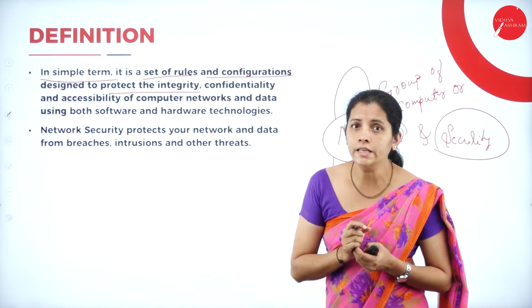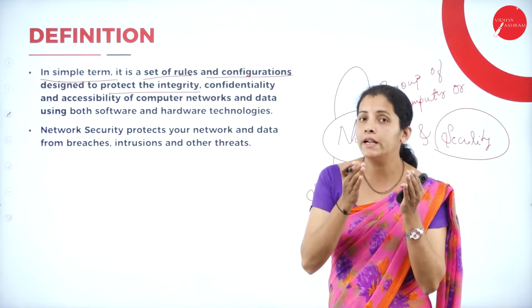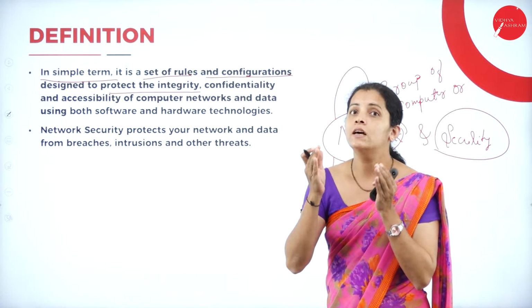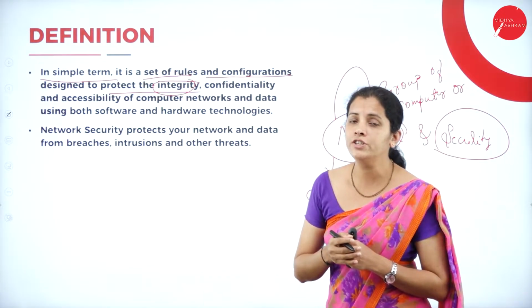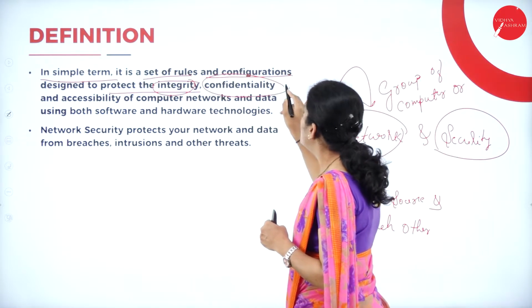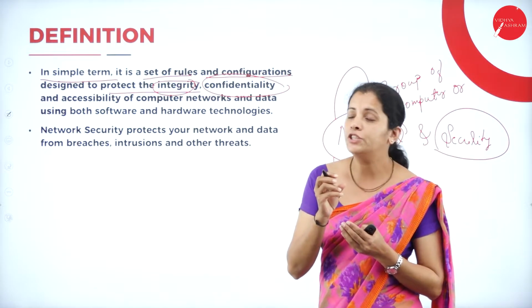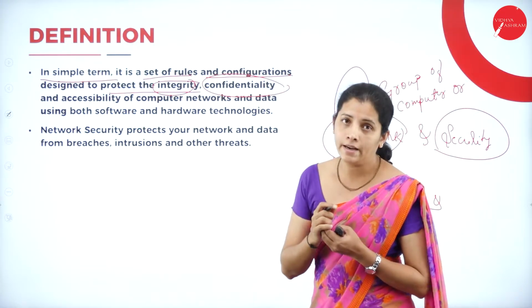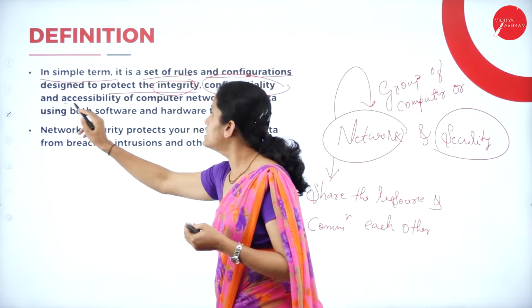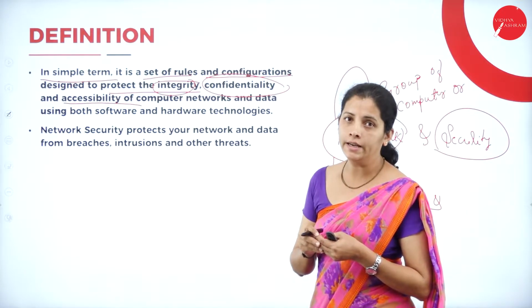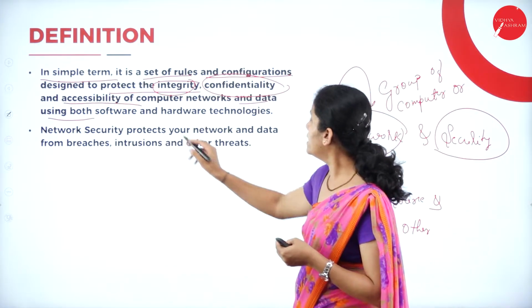So what is integrity here? Integrity is mainly used to ensure that whatever data is received is identical. That is itself called integrity. Then what is confidentiality? That means the data is kept confidential. To keep the data confidential, we use different kinds of techniques. One example here is encryption. Then there is accessibility of computer network and data using both software and hardware technology.